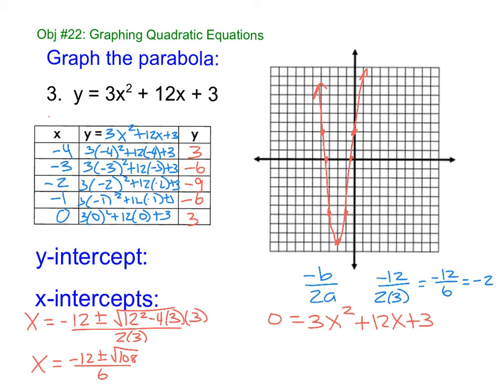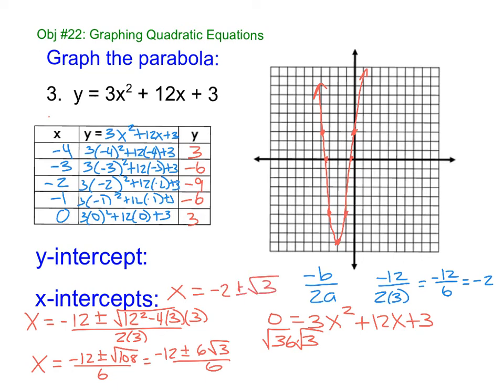It's really up to you. So this would be 108 simplifies to 36 times 3. So we would get negative 12 plus or minus 6 root 3 over 6. So our x-intercepts are negative 2 plus or minus root 3.